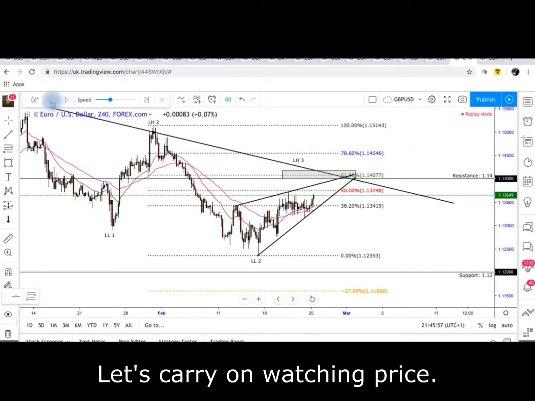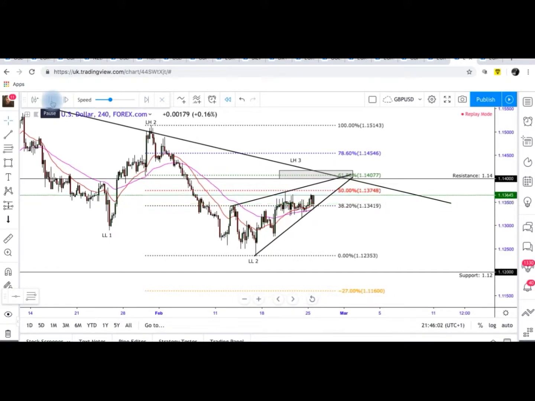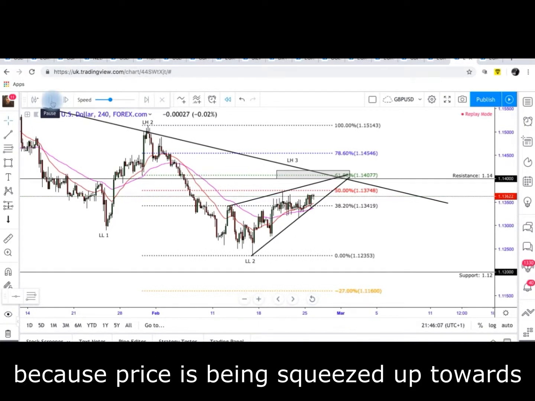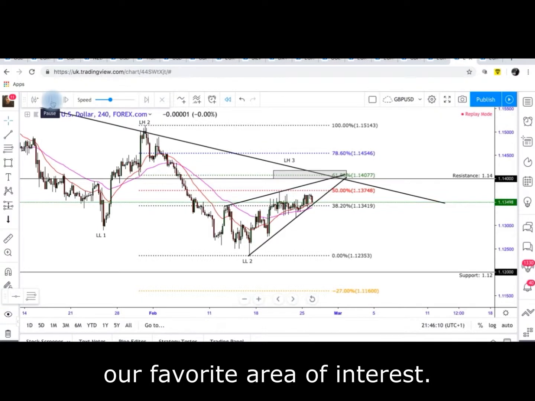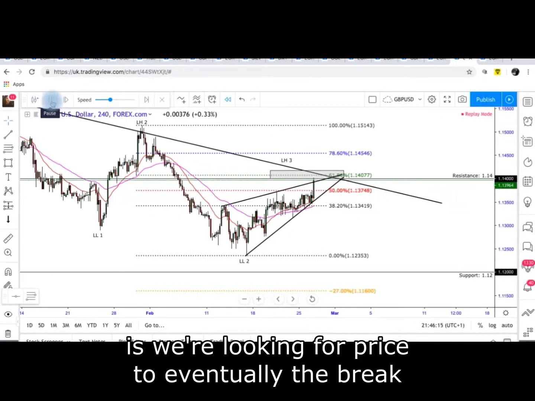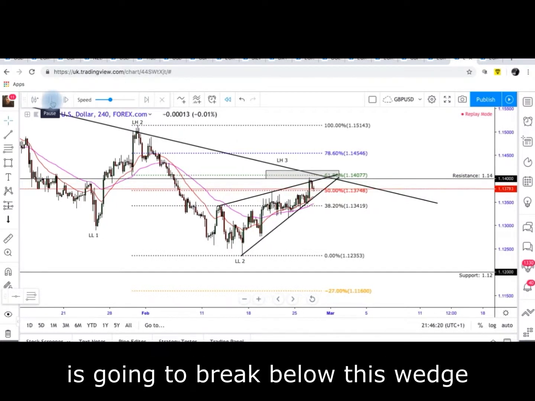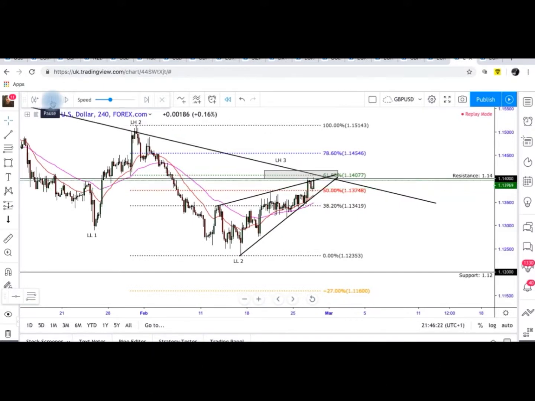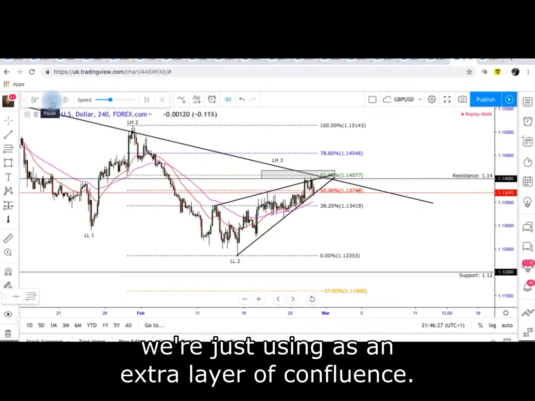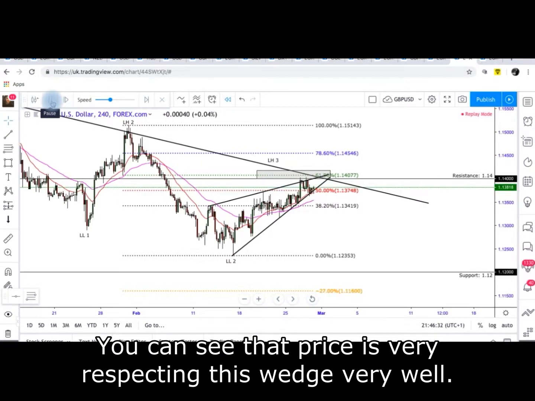So let's carry on watching price. Price is currently being squeezed, and the rising wedge pattern is a bearish pattern because price is being squeezed up towards our favourite area of interest. Basically what we're now looking for is price to eventually either break above or below this. Now, we know that it's very likely that price is going to break below this wedge. But we're not using the wedge as our only layer of confidence, just as an extra layer of confidence. It's not a make or break for us. But we can see that price is respecting this wedge very well.